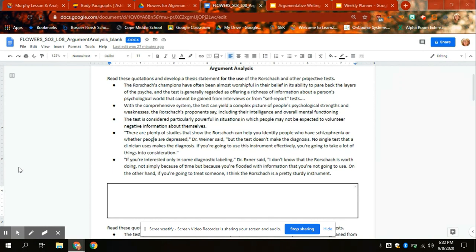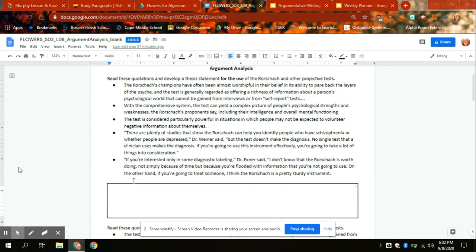That is what it has in common with these other 3. The fifth one, if you're interested only in some diagnostic labeling, Dr. Exner said, I don't know that the Rorschach is worth doing, not simply because of time, but because you're flooded with information that you're not going to use. On the other hand, if you're going to treat someone, I think the Rorschach is a pretty sturdy instrument.